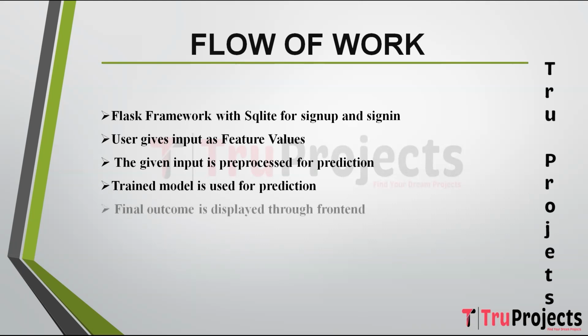Final outcome is displayed through front end. The prediction outcome generated by the trained model is then displayed to the user through the front end of the application. This could be a simple interface where the user can view the prediction result, which might indicate the probability or prediction of coronary heart disease.